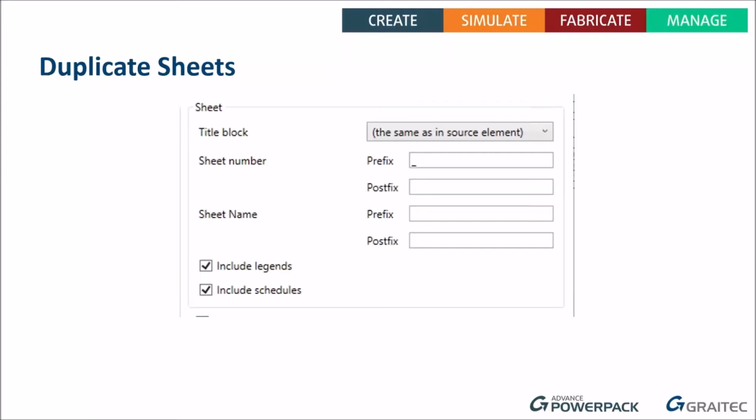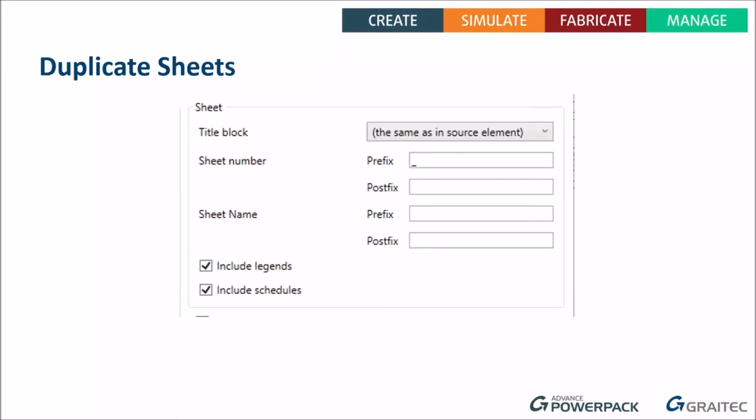We can change that title block to anything we want. We also have the ability to control how that sheet number works and how the sheet name works. Okay, so sheet names can be the same. You can have multiple sheets with the same name. Obviously, we can't have a sheet number that is the same. So this is where we can start to put prefixes or postfixes on there.